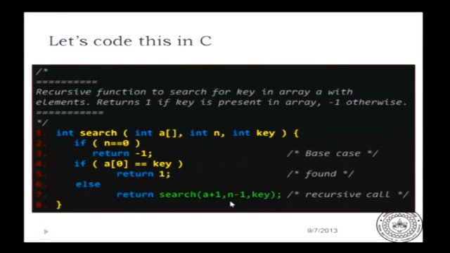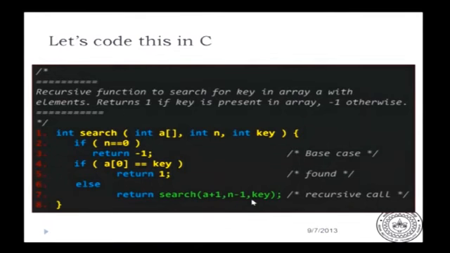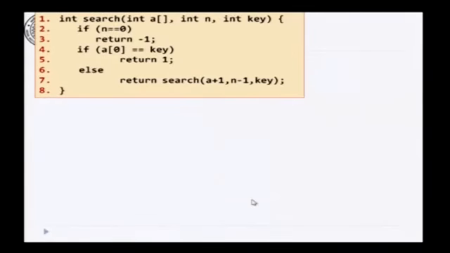So this part, which is highlighted in green, which is calling search itself, but on a smaller subproblem. This is a plus 1, n minus 1. This is what is known as a recursive call to the same function. So we have seen functions that can call other functions. Now we are seeing functions which can call themselves, and this is what is known as recursion. Let's see how this function behaves.